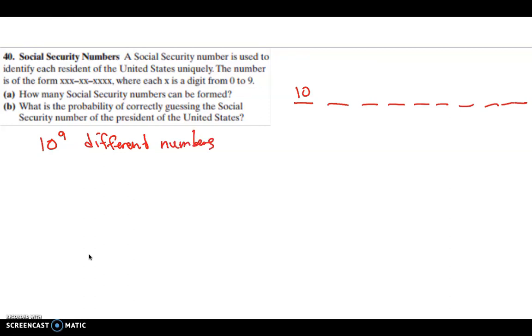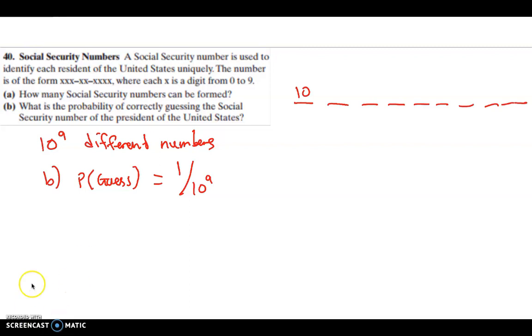Okay, what is the probability of correctly guessing the Social Security number of the President of the United States? What's the probability that you guess it on the first try? Well, you have one guess out of the billion different numbers, so a pretty small chance. But that's just a basic look at calculating probability.